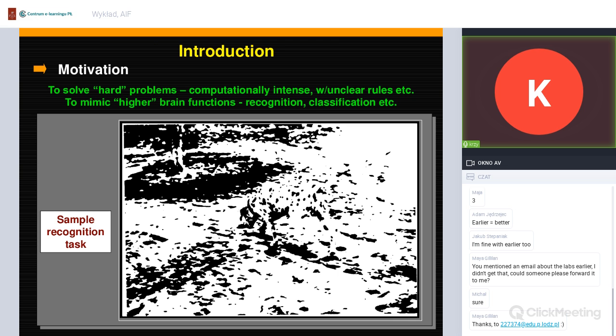So for example, we have a sample recognition task. What you can see here is a picture made of black and white blobs, and the question is, what is on this picture? And I wonder whether you could try to answer me whether you can see any sense in this picture. If it is possible, could you try to understand what is in this scene?